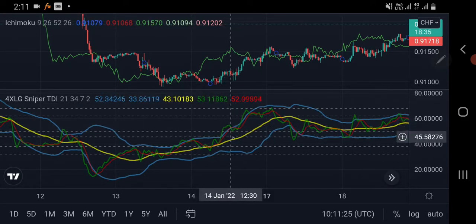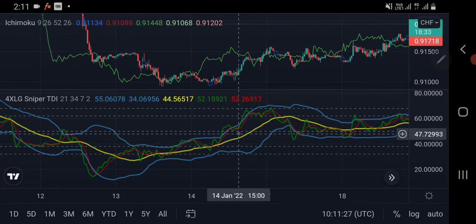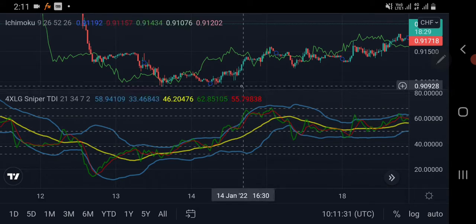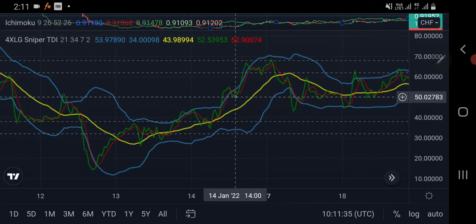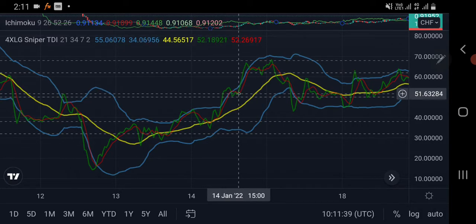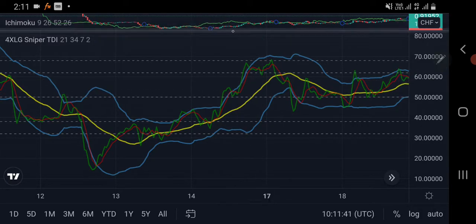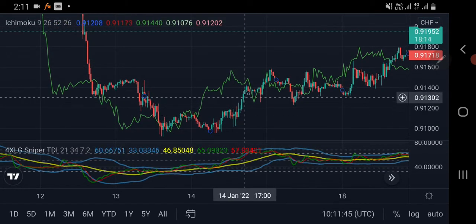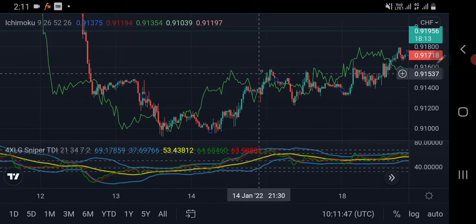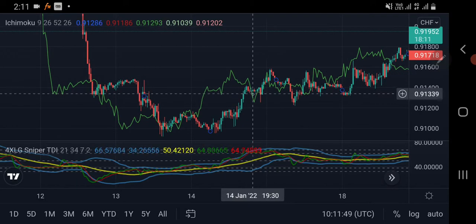Now you have to get ready and take your position whenever the green one crosses the red one to the upside. Right at this point, you can see the green one crossed to the upside. So when you take this trade, the price starts moving up. Take a look, this price starts moving up, then it came back again here.